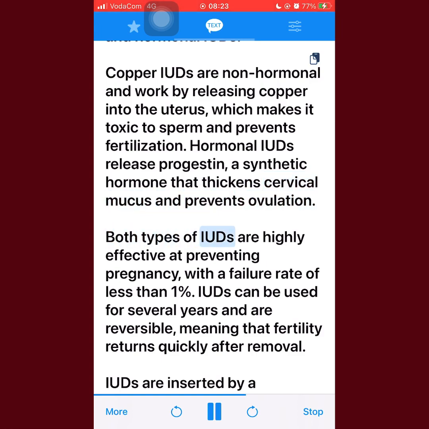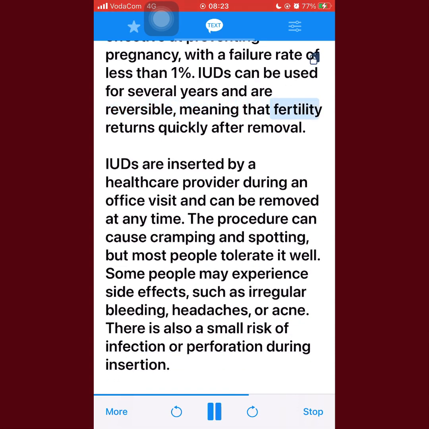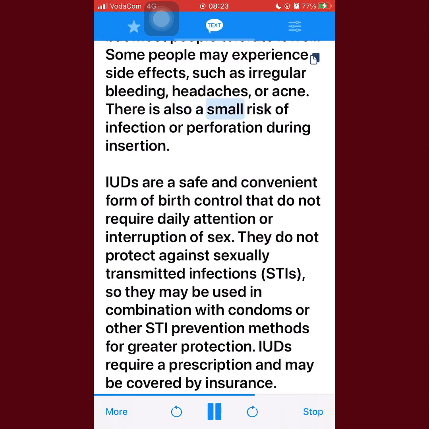Both types of IUDs are highly effective at preventing pregnancy, with a failure rate of less than 1%. IUDs can be used for several years and are reversible, meaning that fertility returns quickly after removal. IUDs are inserted by a healthcare provider during an office visit and can be removed at any time. The procedure can cause cramping and spotting, but most people tolerate it well. Some people may experience side effects, such as irregular bleeding, headaches, or acne. There is also a small risk of infection or perforation during insertion.